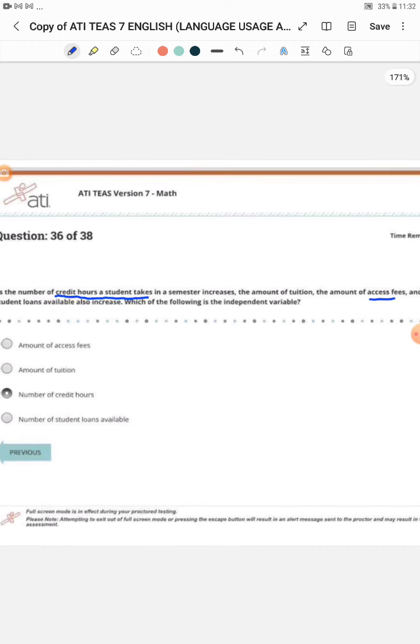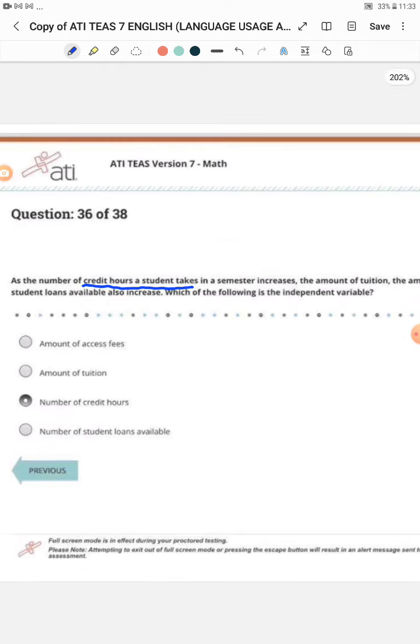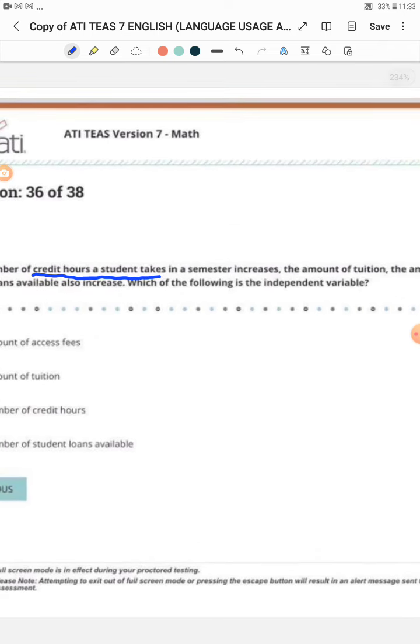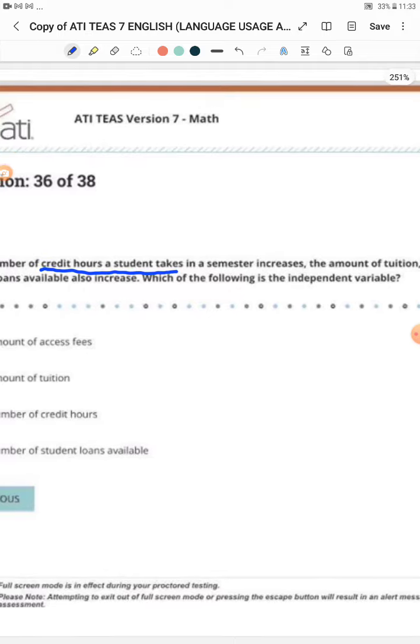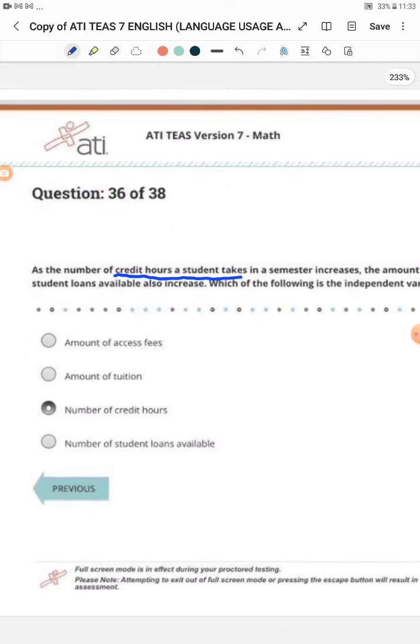So we want to see which of the following is the independent variable, that is independent of the rest of them. So which of the following is an independent variable? The only factor, the only variable that controls the rest, when you look at it, is actually the number of credit hours. How is that possible? Let's go back to the question and read.